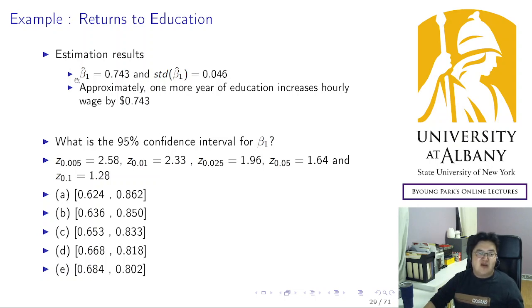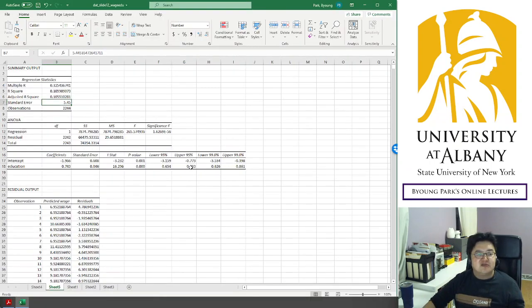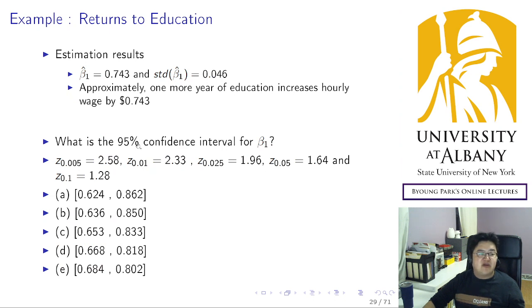It doesn't matter which way you do, but I want you to do it somehow, using Excel or using algebra. You have to do either one of them. The answer is, let's look at the results. 0.654, 833. That is 95%.